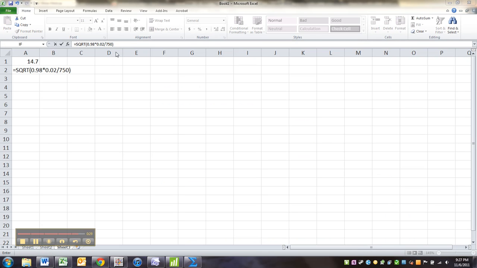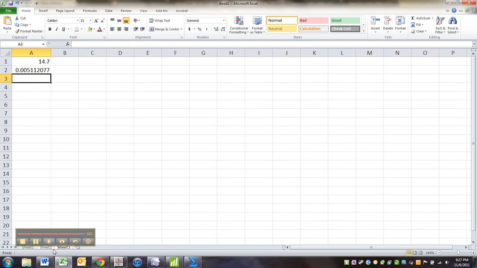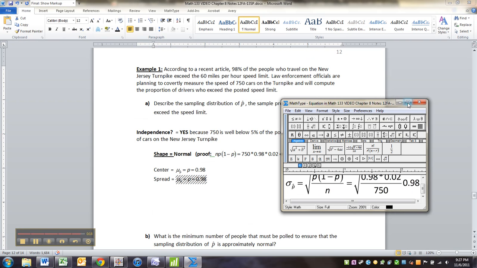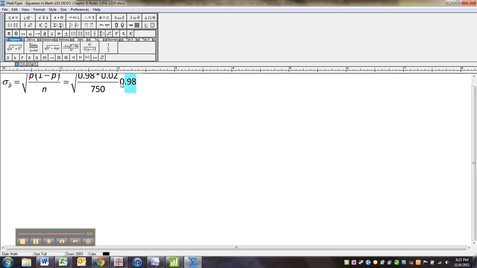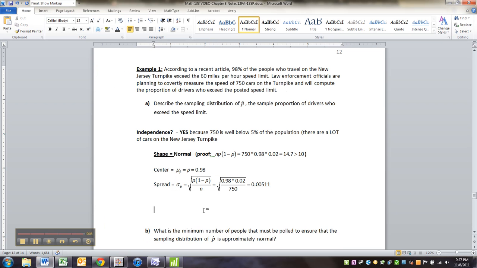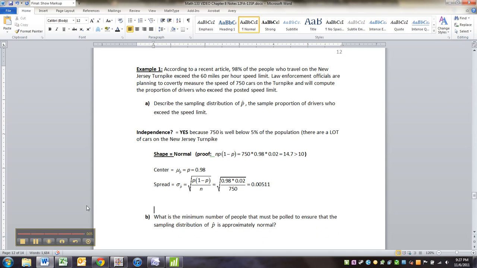Square root of 0.98 times 0.02 over 750, and it's 0.00511. We've got our shape, we've got our center, we've got our spread. We'll find probabilities with our next problem.